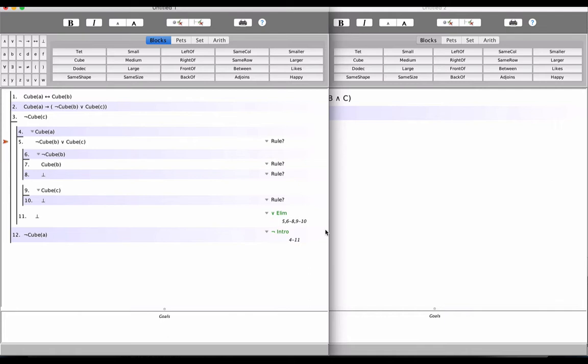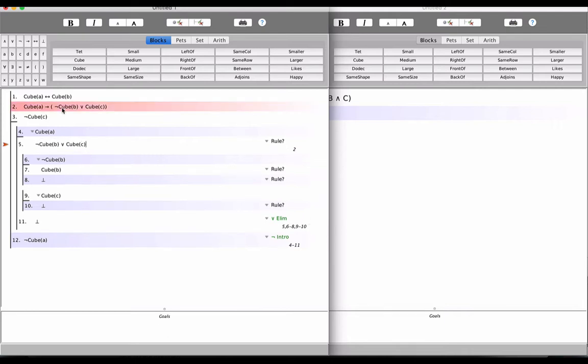Let's start with line 5. Line 5, as you recall, is the consequent of the conditional claim at line 2. We know that the conditional claim is dismantled by affirming the antecedent, which we have at line 4. So lines 2 and 4, by way of conditional elimination, gets us line 5. Let's check the step. We're correct.